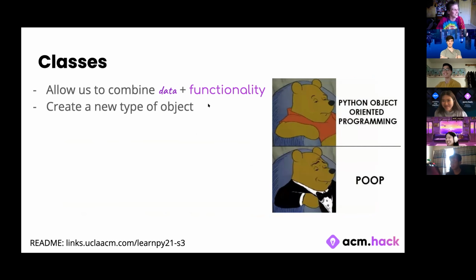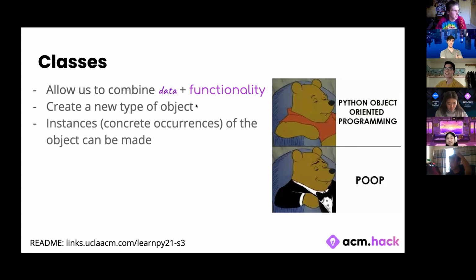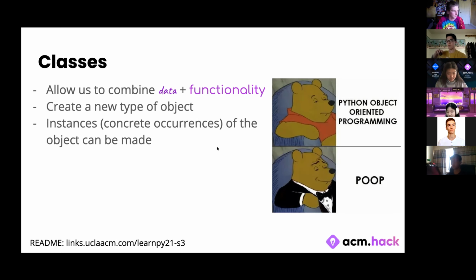Classes are really cool because they allow us to combine data and functionality. Classes allow us to create a new type of object, and instances of that object can be made. If you don't know what instances are, that's fine. They're basically concrete occurrences of an object, like a version of that object. So if I have an animal class, when I create an animal, that is an instance of that animal class.